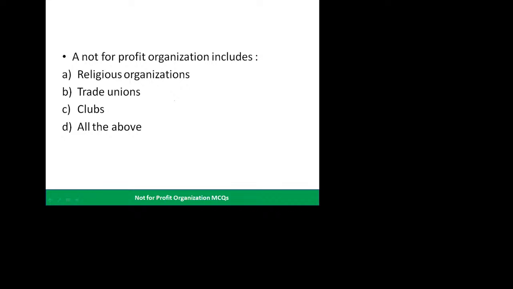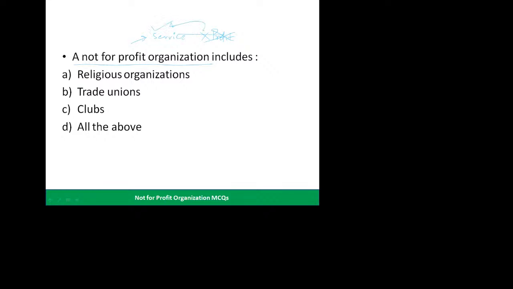Not-for-profit organizations are those organizations which mainly deal with a service motive. They do not focus on profit earning. They mainly focus on service intention, service motive. So you have to focus on what exactly a not-for-profit organization speaks about. It deals with service motive, not profit.